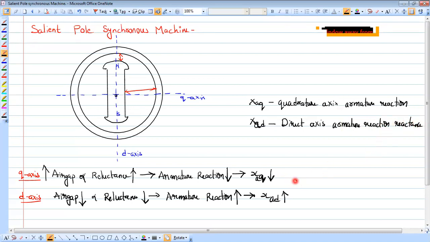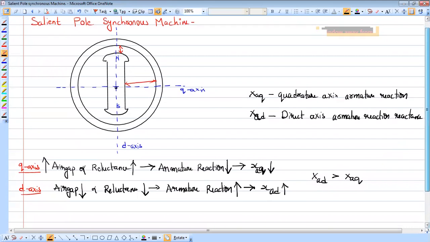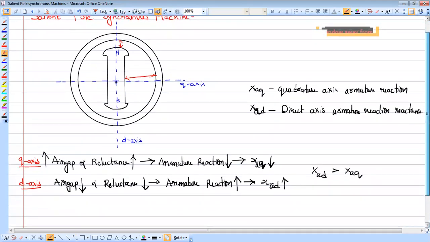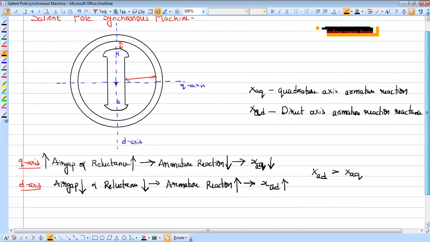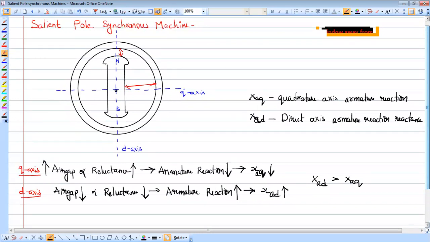So from this, what do we conclude? The armature reaction effect along the direct axis, XAD, is greater than the effect along the quadrature axis. And here we are considering two reactances instead of a single reactance because of the non-uniform air gap. In case of a cylindrical rotor synchronous machine, the air gap between stator and rotor is uniform. That's why we considered only one reactance, XA, right? Here, we need to consider two reactances.